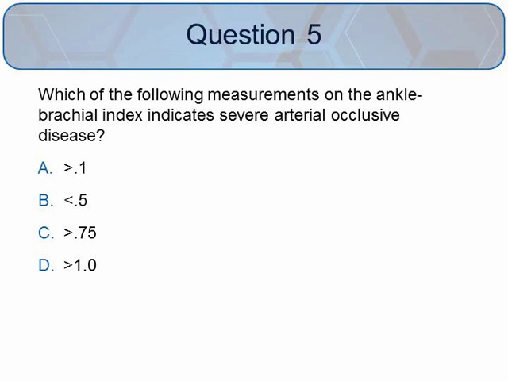Which of the following measurements on the ankle brachial index indicates severe arterial occlusive disease? A, greater than 0.1, B, less than 0.5, C, greater than 0.75, D, greater than 1.0.